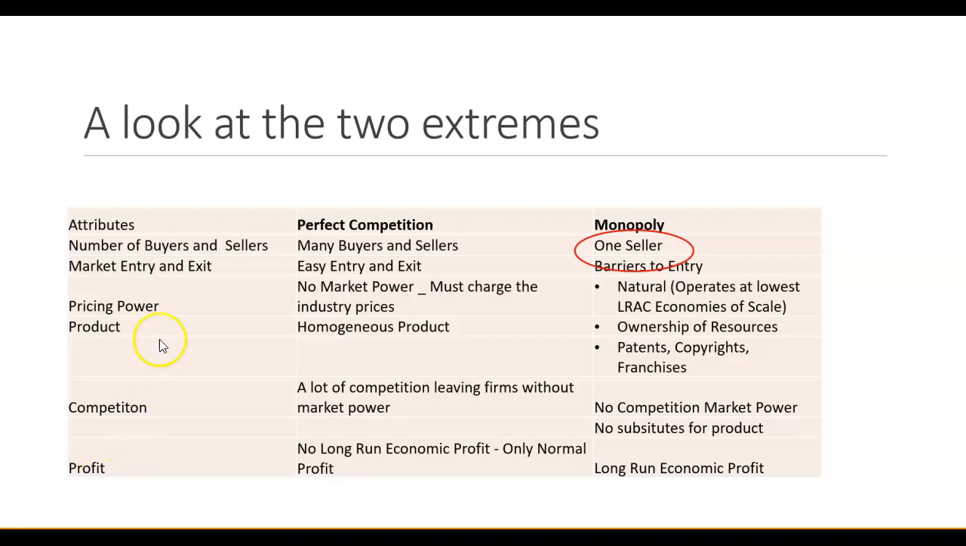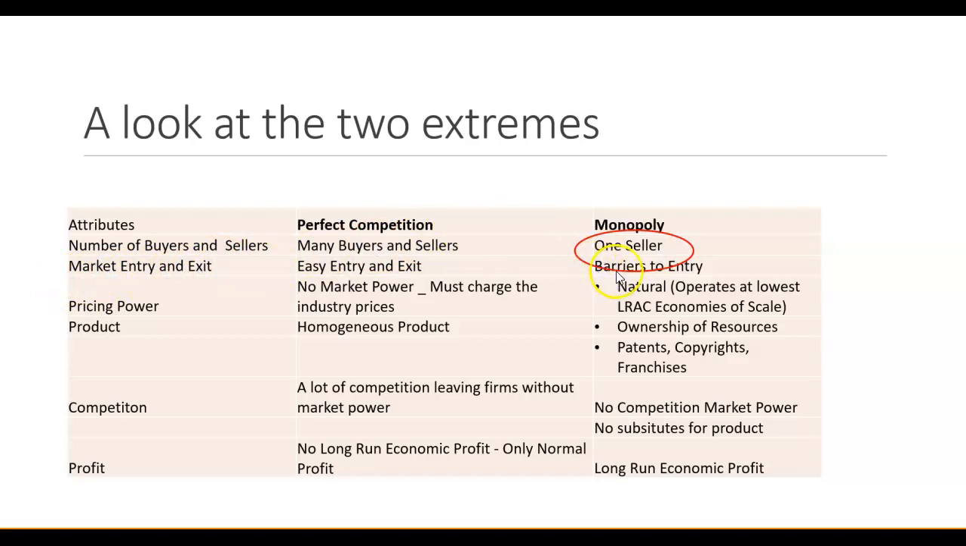In looking at the number of buyers, under perfect competition we see there are many buyers and sellers, and only one seller in monopoly. So that is the key difference. Monopoly has only one seller. If there are 2 or 3 companies in the industry, it is not a monopoly. It is an oligopoly.